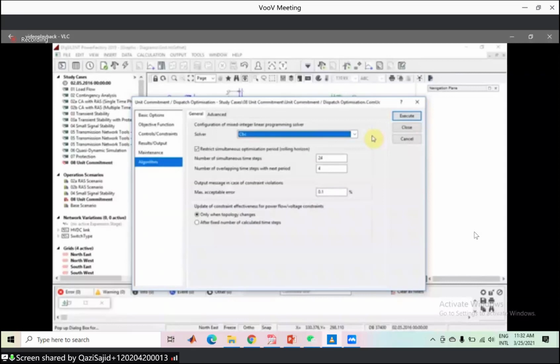The rolling horizon functionality is enabled. This will split up the minimization problem into several smaller subproblems and will therefore result in a faster and more stable simulation behavior of the solver. We will now execute the unit commitment simulation.